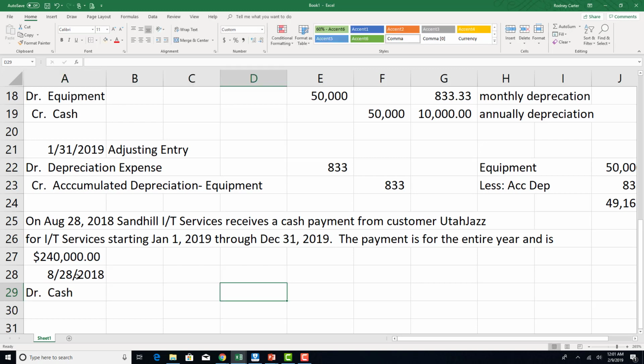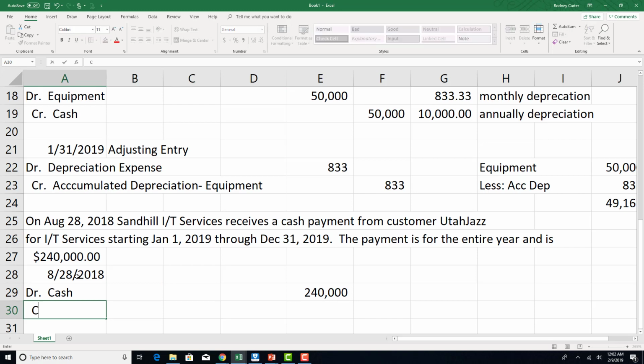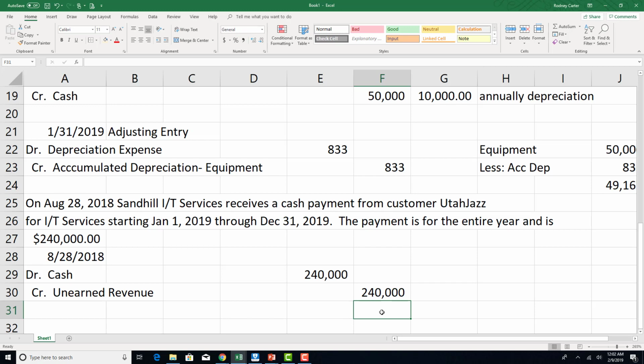Sandhill is going to debit cash for $240,000, and they're going to credit unearned revenue for the other person. What's unearned revenue? The word revenue screams out that this is an income statement account because revenues minus expenses equals net income. We'll stop right there. Unearned revenue is unearned, meaning it's not yet recordable as a revenue.